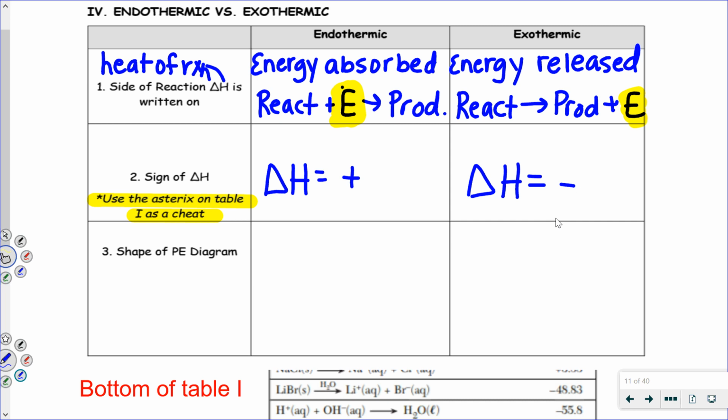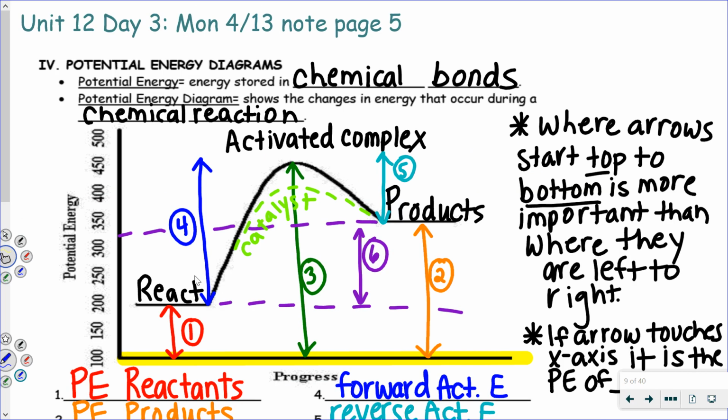So the sign of the delta H will also indicate endo or exothermic, not just the location of the energy in the reaction. Now here's what we really want to get in depth with. This is the shape of the potential energy diagram. On page 5, our potential energy diagram started with reactants going up to products.